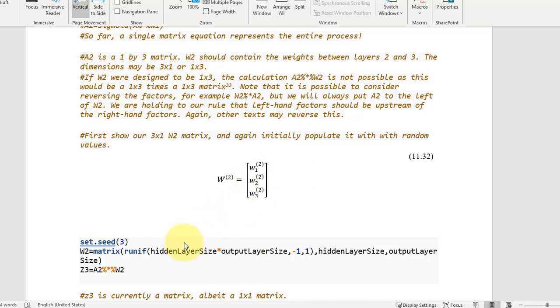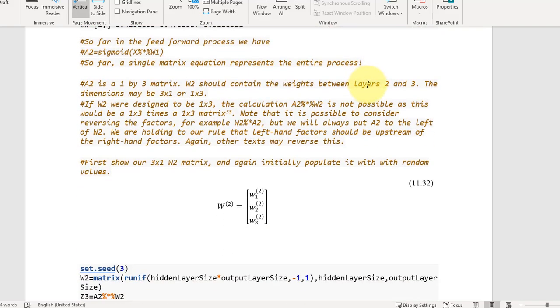So that's good. And then we're going to make a matrix out of it, and it's going to have the dimensions of hidden layer size by output layer size. And the hidden layer size is 3, and the output layer size is 1. So it's going to have dimensions 3 by 1, which is what this mathematical expression has, 3 by 1. So just reading up here, A2 is a 1 by 3 matrix. That was A2, and then W2 should contain the weights between layers 2 and 3. So we just saw that picture. That's what this is.